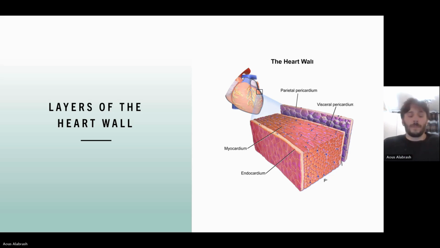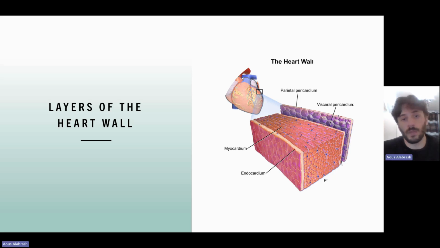Start off with the wall of the heart being made up of three different layers: the endocardium, the myocardium, and the epicardium. One thing that might throw you off, for example, in this picture, is that we have the endocardium, the myocardium, and then it says visceral pericardium, and then there's a space and the parietal pericardium. But keep in mind that in some places, such as this picture, it says visceral pericardium, but it's just another word for epicardium. So technically, it's endocardium, myocardium, epicardium, and then the space is called the pericardial cavity, and then we have the parietal pericardium.